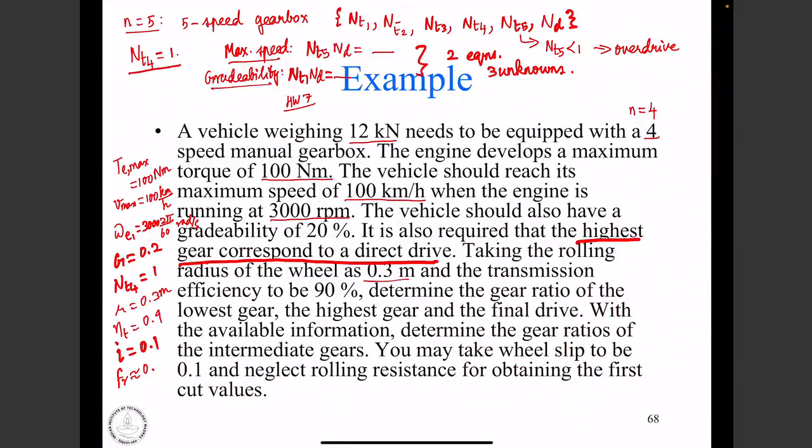And then how do we get the first gear ratios? Please think about it and let me know in the next class, and then we will discuss some potential ways to solve this problem. I hope my question is clear. We can keep on going. Let's say we have a 6-speed gearbox, then the max speed criteria will relate NT6 and ND, while gradability will relate NT1 and ND. Once again, we'll have 2 equations, 3 unknowns. So what do we do? That's a question I want you to leave with. I hope the question is clear.